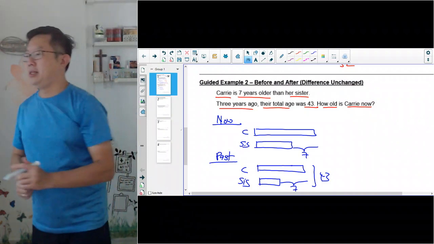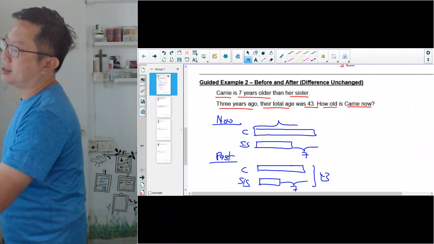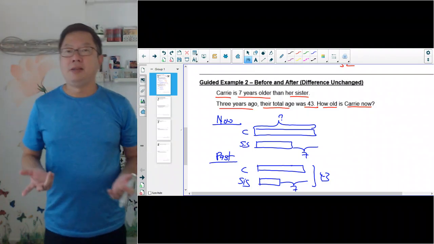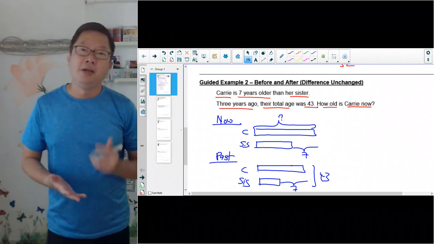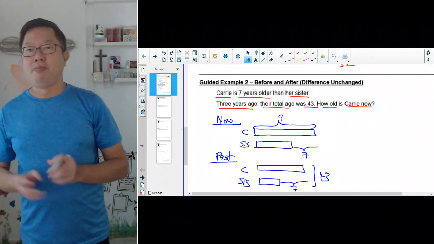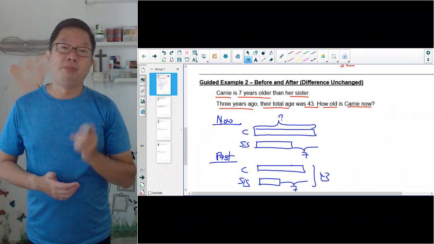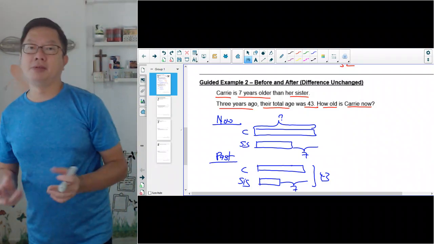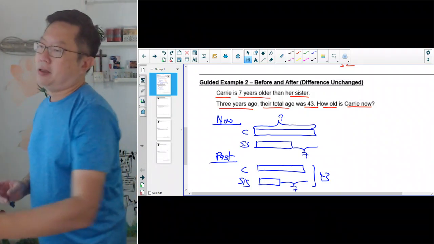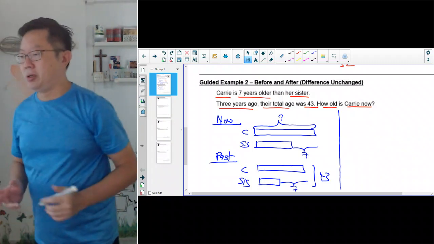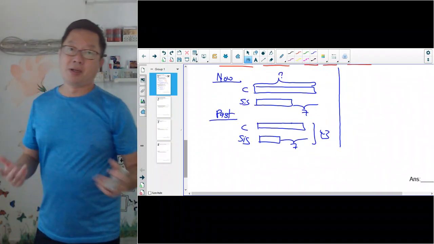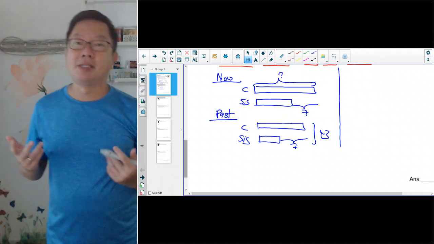How old is Carrie now? And your question mark is over here. Got it? Right. So your model is done already. How do you know that your model is done? You have put all the numbers inside. You have label. You have put a question mark. So all the key information, all the key details are inside the model. And like what I mentioned, if you have drawn a good model, then you don't need to actually look at the question most of the time, right? Because everything is inside the model.